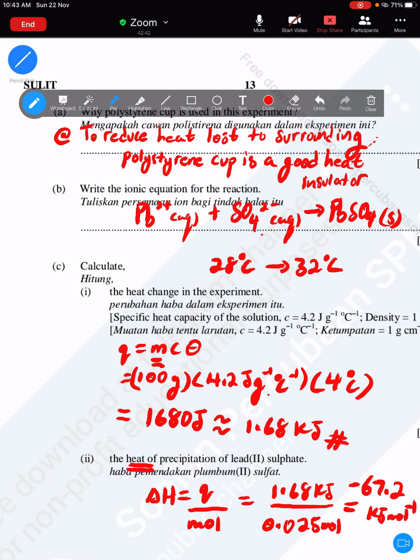But it's quite high. Why so high? Yes, that's right. You must put the unit and you must put the negative sign.